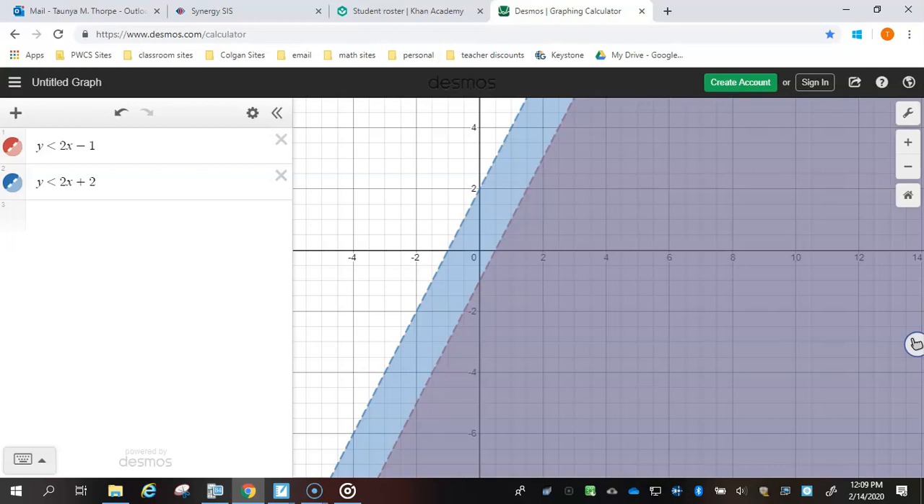So whether you're using your calculator, doing it by hand, or doing Desmos, you have to show me the graph in one of those ways. Okay? For the rest of class, you can work on that homework. If you don't finish it, it is homework.